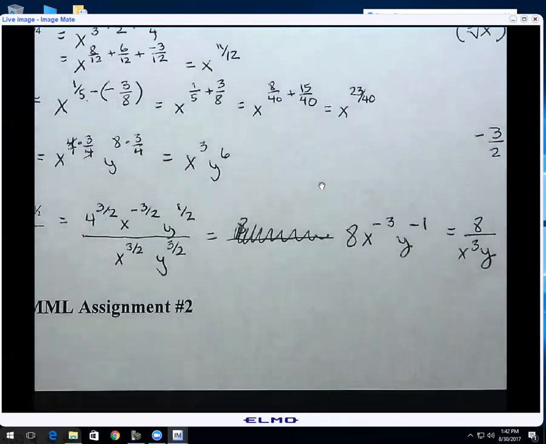So you get more practice with all the rules that you used in last night's homework: the product rule, the quotient rule, the power rule, the zero exponent, the negative exponent. But the additional twist that's thrown in tonight is some of the exponents are fractions. Any questions?